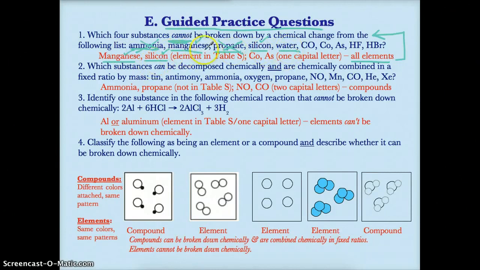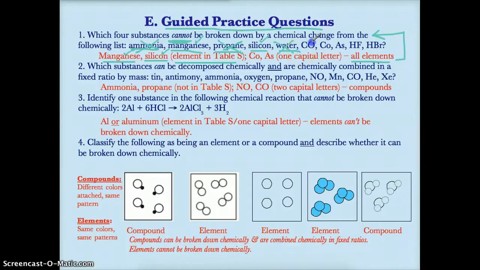So far we have manganese and silicon as the elements because they're chemical names listed on Table S, just as they're written. Water is not a chemical name listed on Table S, so it's definitely not an element. So the only 2 elements we have from the chemical names list are manganese and silicon. Now, when we're looking at symbols or chemical formulas, we have to find chemical symbols with only 1 capital letter. So let's find out which ones have 1 capital letter, to find out which ones are elements.